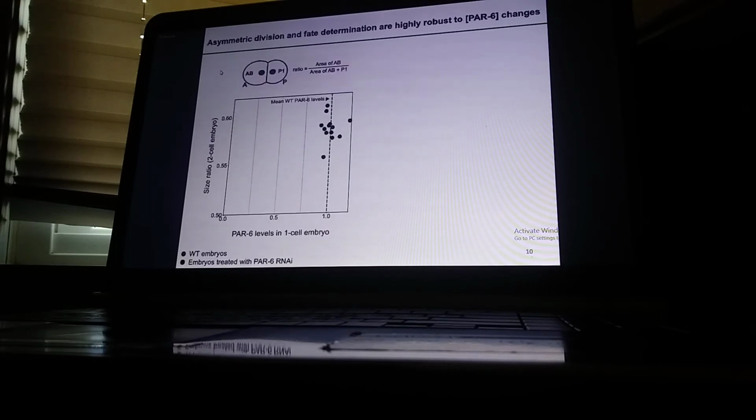And so focusing on PAR6, one of these PAR proteins, the first thing I decided to do was to pair the amount of PAR6 dosage at the one cell stage with the ability of these embryos to divide asymmetrically. And in this instance, the way I'm measuring this asymmetry is by measuring this size ratio between the two blastomeres at the two cell stage.